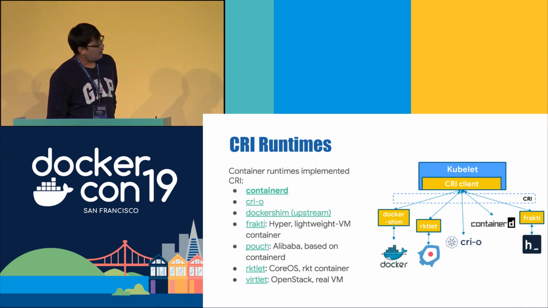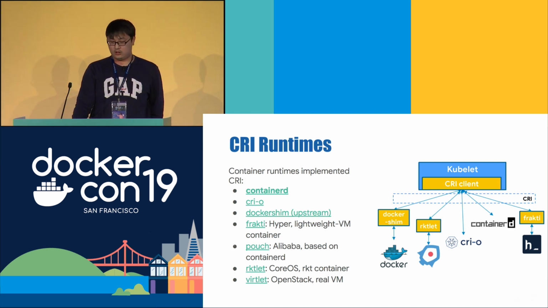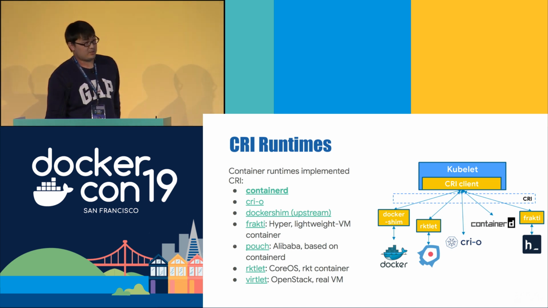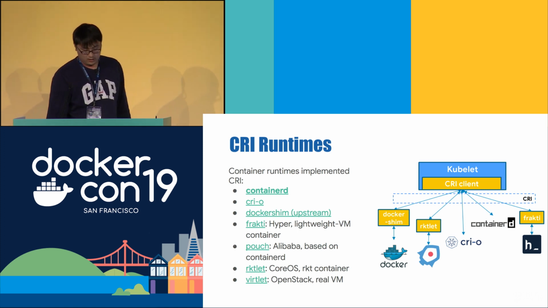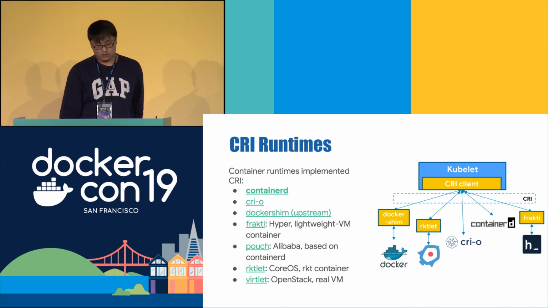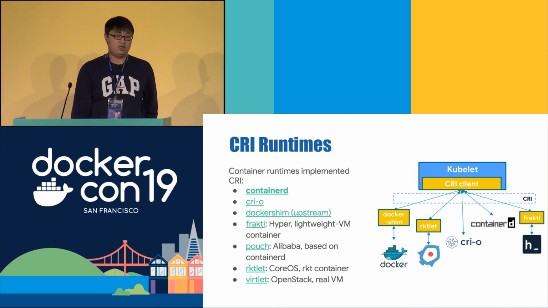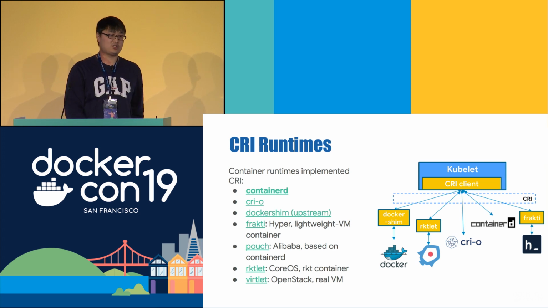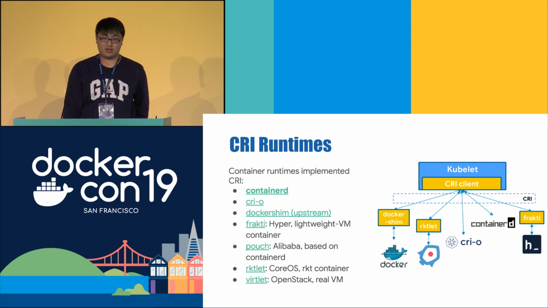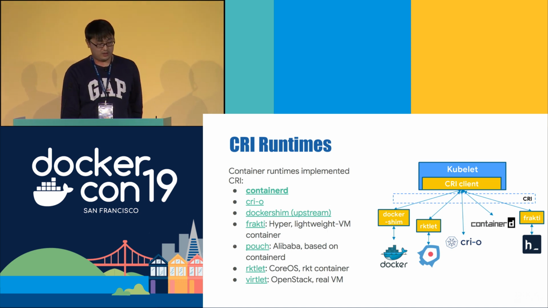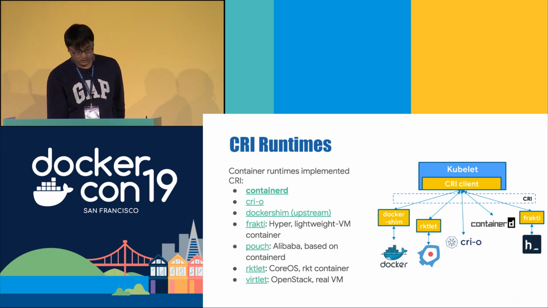After that, several different container runtimes implemented this interface, including Containerd, CRI-O, Docker Shim, and a lot more. The Docker Shim is actually a CRI implementation built on top of the Docker API, because Docker itself doesn't implement CRI yet. The Docker Shim is built in tree in Kubernetes today and is still being used in upstream for testing.